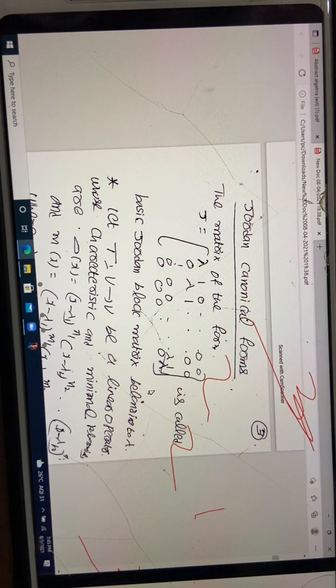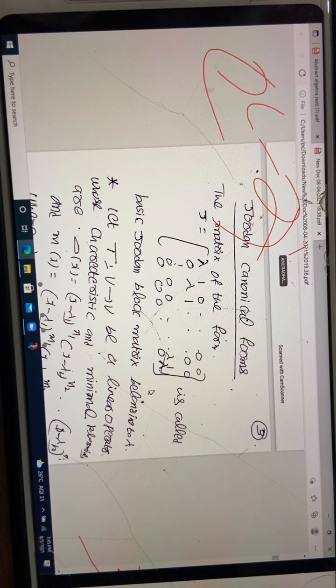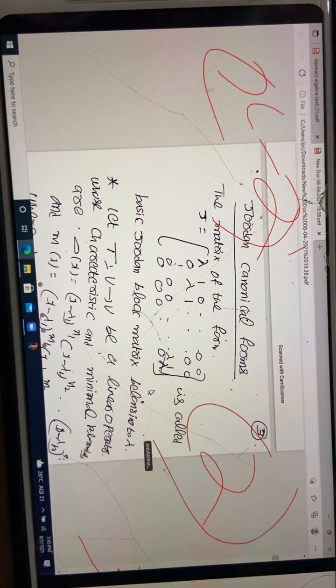Somebody may get a doubt. Suppose, madam, it is not repeating, then what is the Jordan block? For example, x minus 2 is there, only one time. What is the Jordan block corresponding to this? Because the power is 1, you will get only a 1 by 1 block. That is given by 2. Okay?